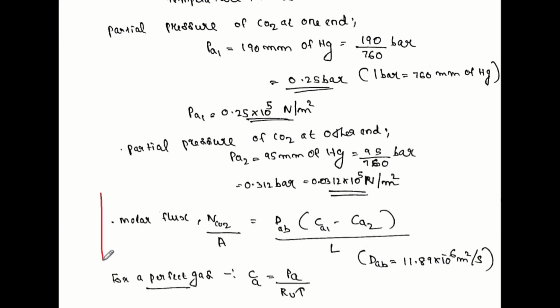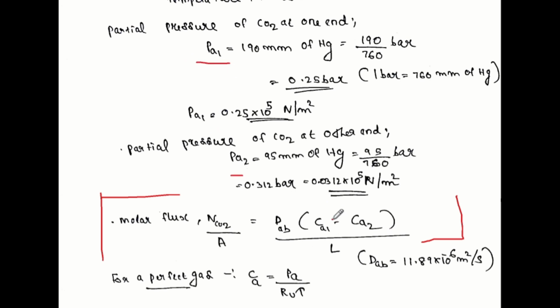Then this is the main equation we'll be using, the molar flux equation in equimolar diffusion. It's actually the number of moles; flux means when it is divided by area. If the area is not there, it is simply the molar flow rate. So molar flux, the number of moles by area, is equal to D_AB into the concentration difference, C_A1 minus C_A2, by L. But we only have the values of partial pressure at both ends.